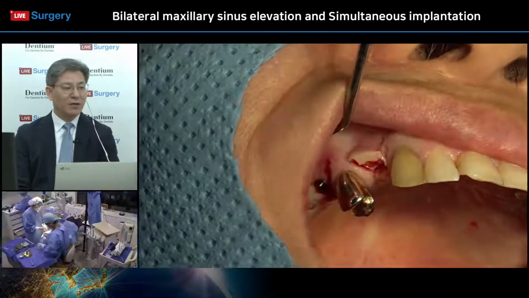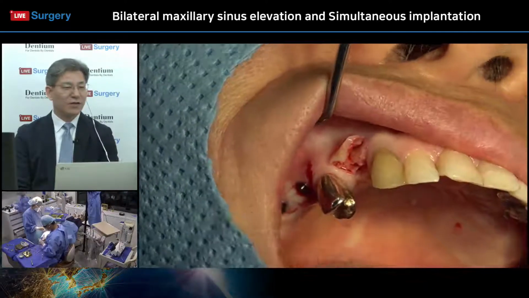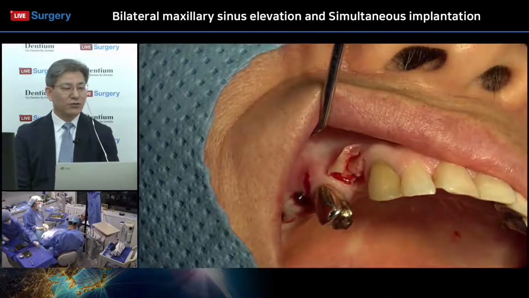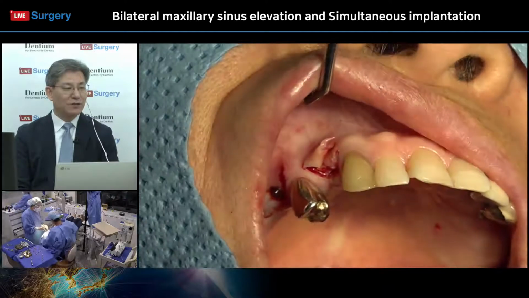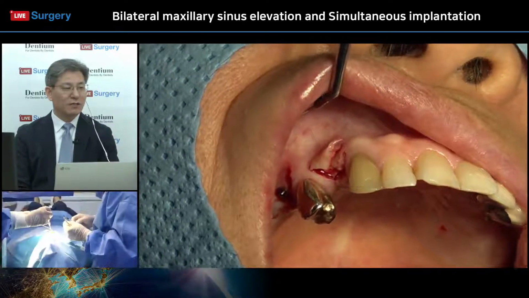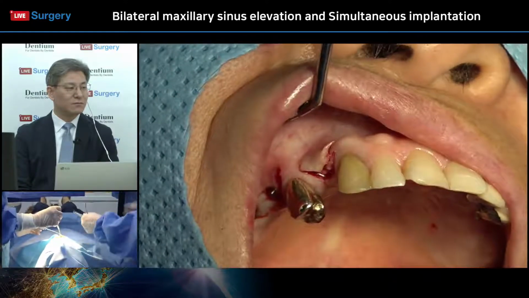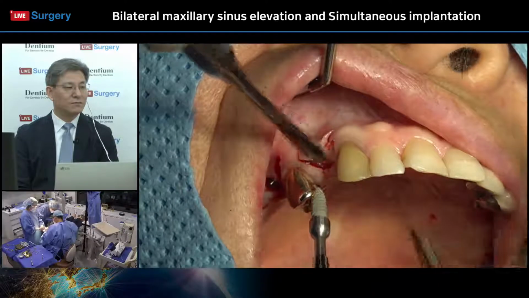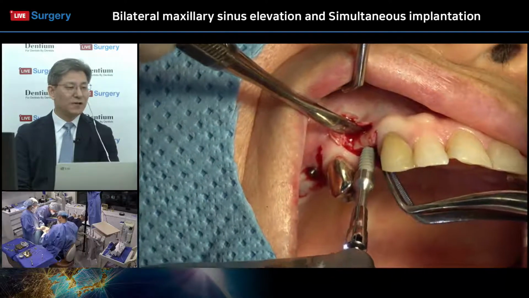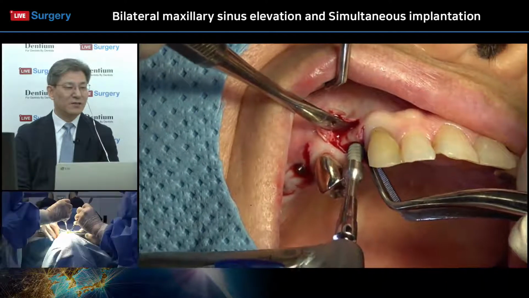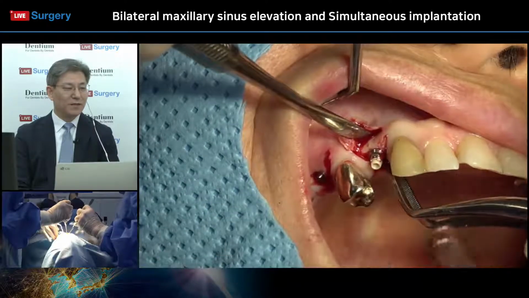3.0, 9 millimeters. Tissue level. 3.5 millimeter diameter and 9 millimeter length. 3.0. Okay, 3.0. Due to the narrow ridge, he has decided on a 3.0 diameter tissue level implant. Right, very narrow, but good enough for the premolars. So this tissue level implant fixture is designed a little bit differently from the bone level implant.